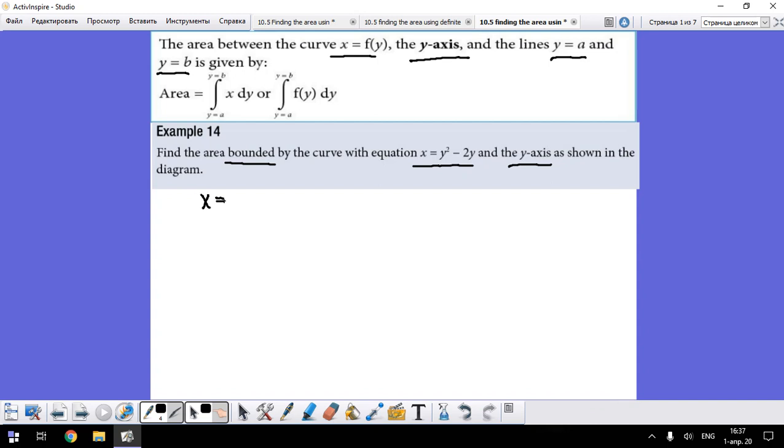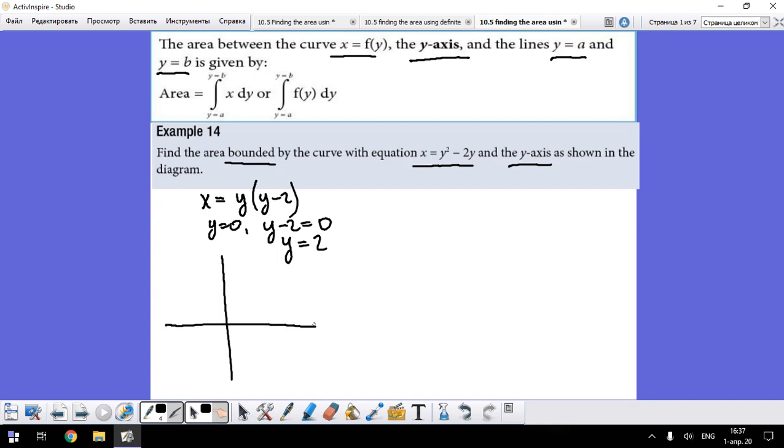So how to draw the graph of this function? Let's take the common parenthesis of y: y times (y minus 2), and let's put it equal to 0. In order to find the intercept, let's put x equal to 0. Then y should be 0, and y minus 2 will again be 0. So y will be 2. So let's draw our graph. This is 0, and let us say this is 2.